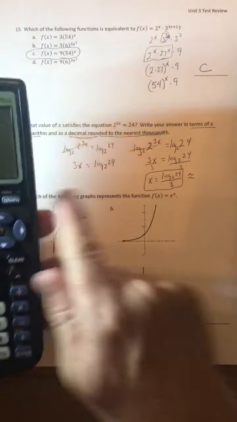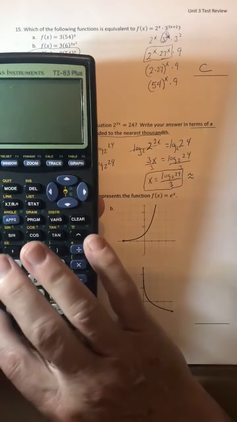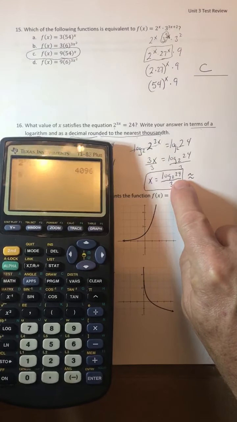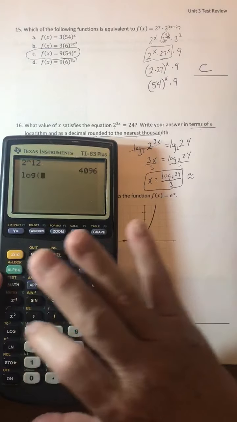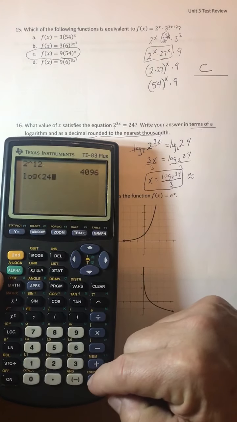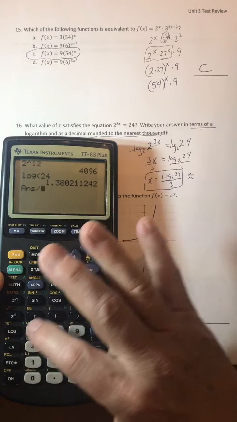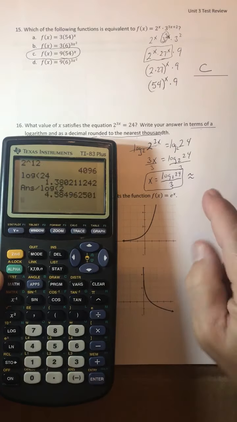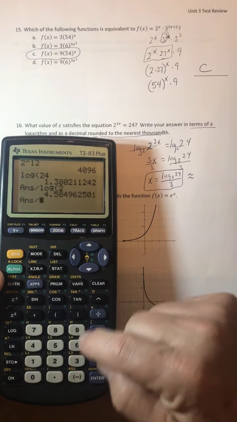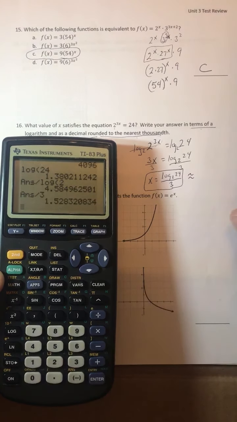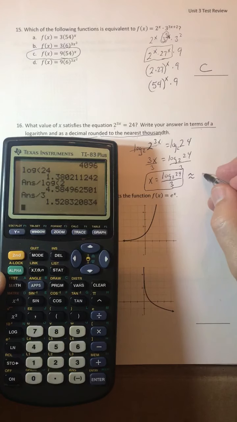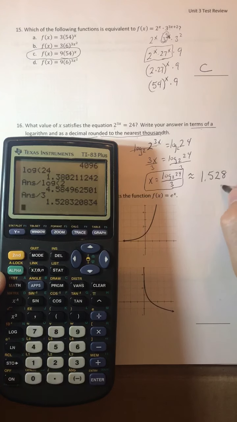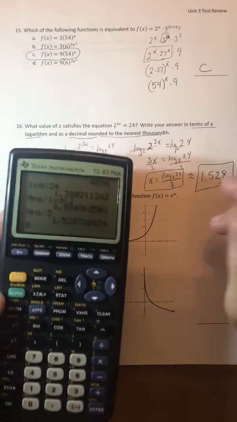Alright, so we've got to put this in the calculator. Putting this in the calculator looks like this. We've got to use our change of base formula. So I got to do log 24, enter, divide it by log 2, enter, and then I got to divide that by 3, enter. And I get my answer, approximately 1.528. That is the other answer.